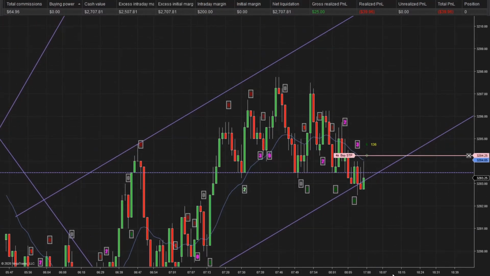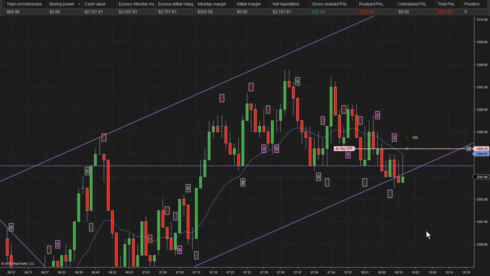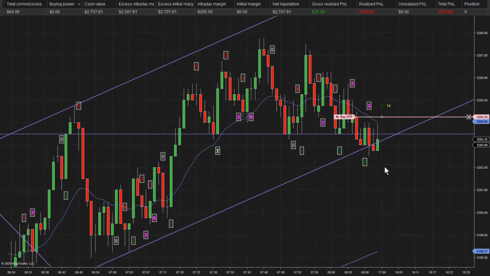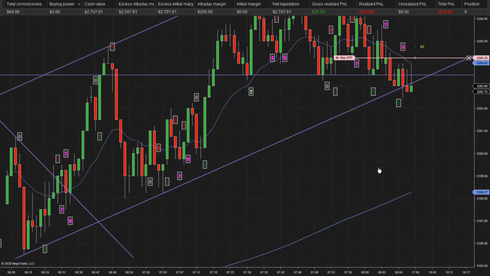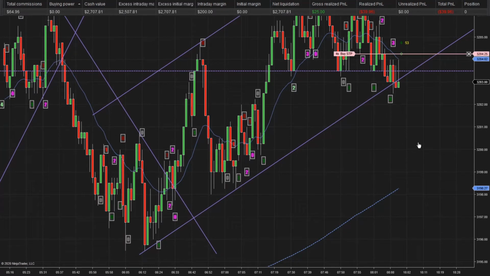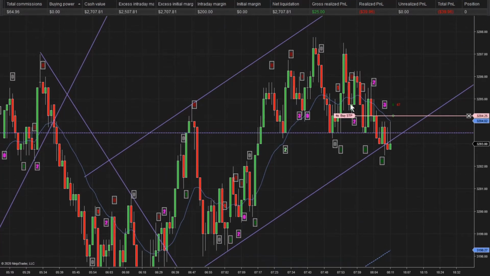I'm essentially just trading the classic two-legged pullback. The one thing I am not abiding by is a good signal bar, and you can tell that these signal bars are nasty. They don't look good for the bulls. But to me, the context is good enough where I'll be interested in this trade.